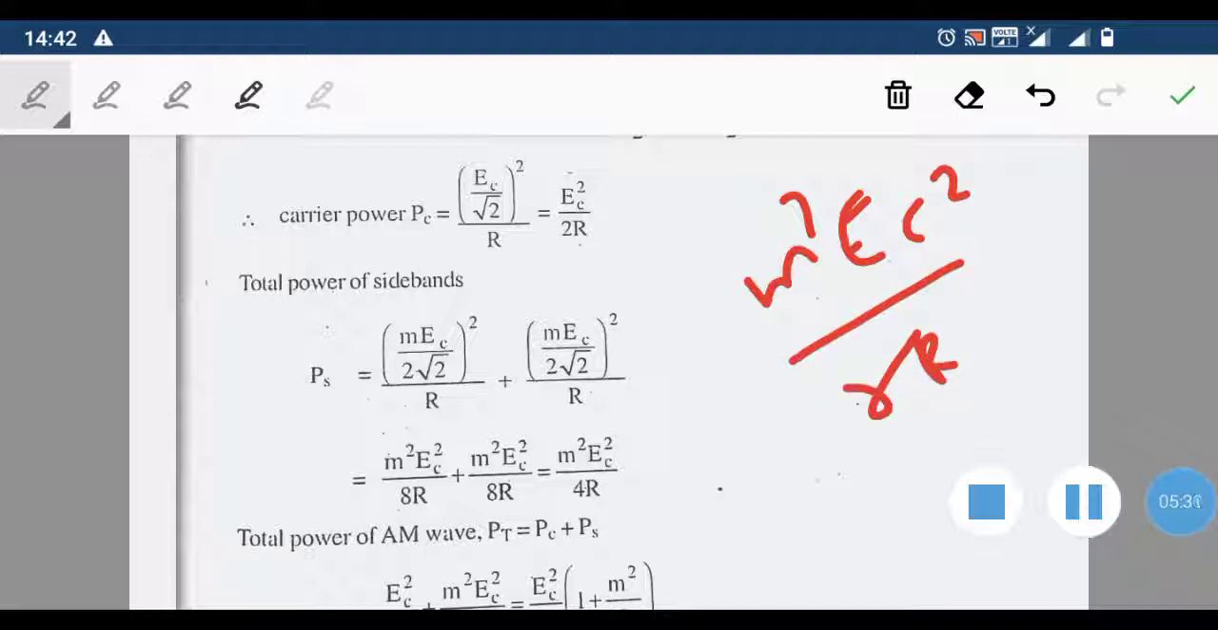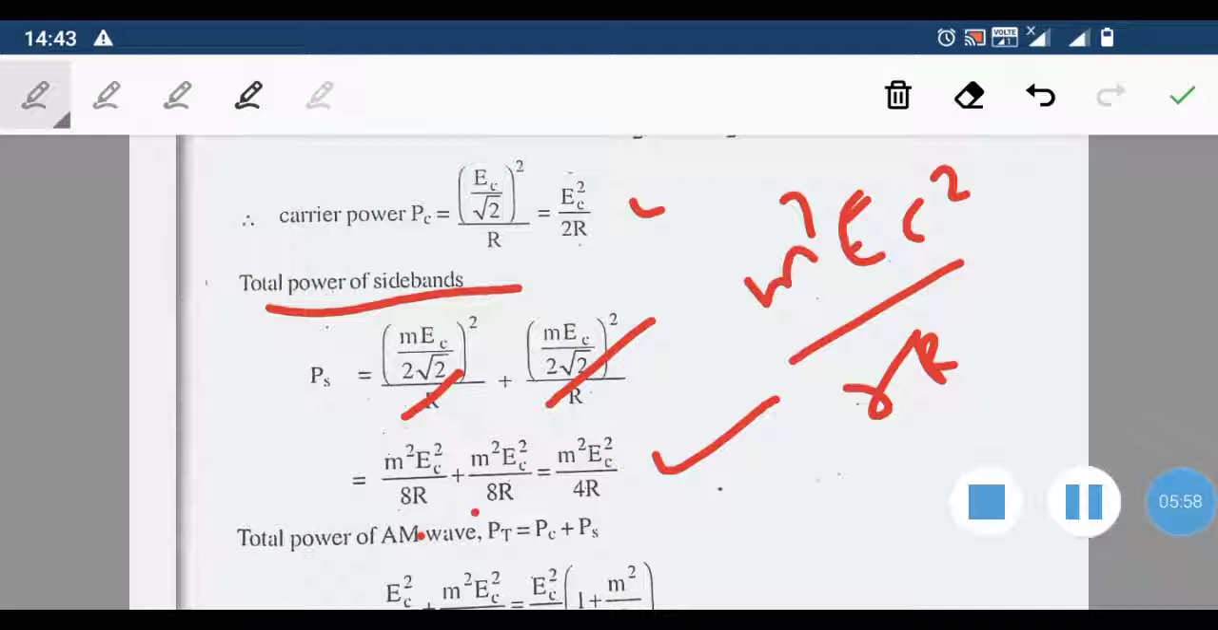Then for the total power of the sidebands, it is this term plus again this term. So that will be equal to m square EC square divided by 8R plus m square EC square divided by 8R. Taking the LCM, in the numerator 2 and 4, 8 will get cancelled. So it will be equal to m square EC square divided by 4R.